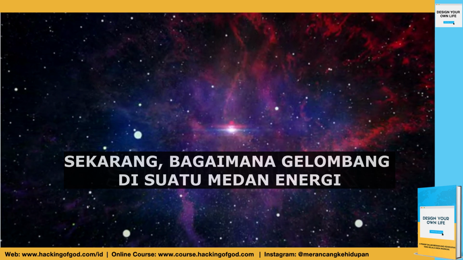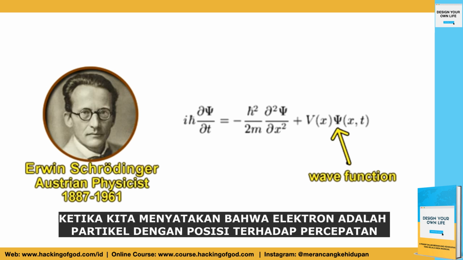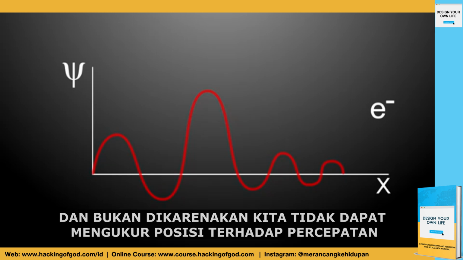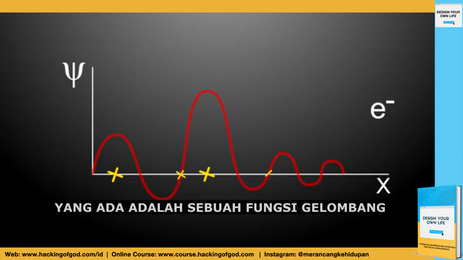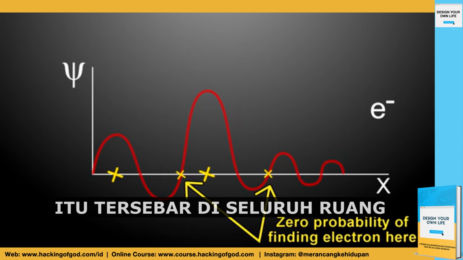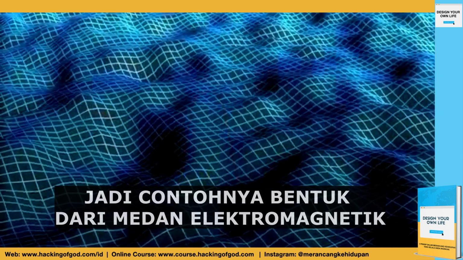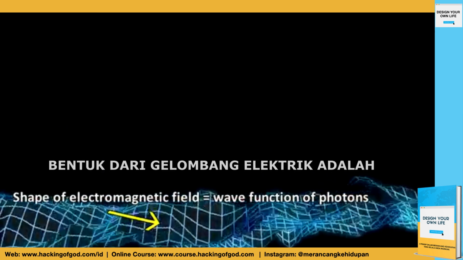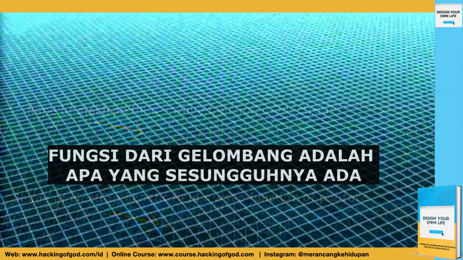Now, how are waves in the field related to the probability waves of quantum mechanics and the Schrödinger equation? When we say that an electron is a particle with a position and velocity, this is wrong. And it's not because we can't measure its position and velocity. It's because there's no such thing as a position and velocity. All there is, is a wave function. It is spread all throughout space, and it only tells us what the position and velocity will be if we choose to measure it. So for example, the shape of the electromagnetic field is the wave function of photons. The shape of the electron field is the wave function of electrons, and so forth. The wave function is what really exists.